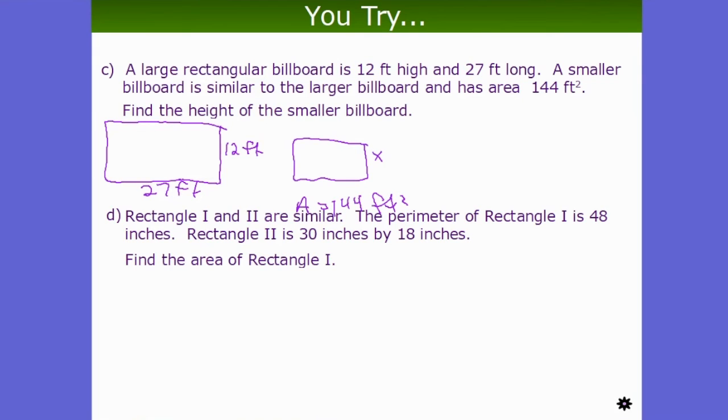So if you draw the pictures, hopefully you can see that this is very much like the previous example. I can get the area ratio because I can figure out this area. The area of the large billboard is 27 times 12. It's 324 square feet, which means I can now set up an area ratio. And I like to go left to right here, so I'm going to say 324 to 144, and I'm going to use Desmos to help me get that in simplest form.